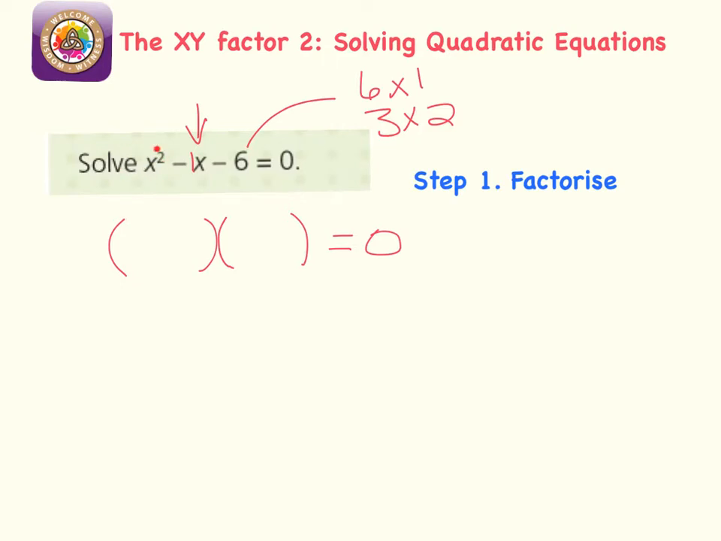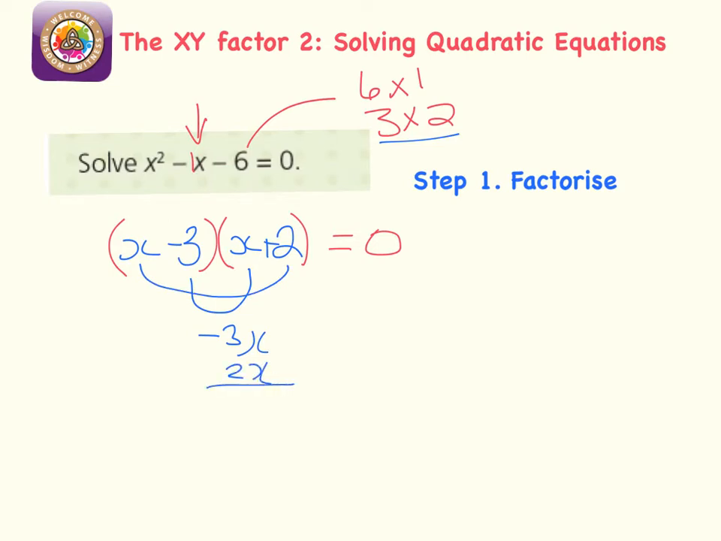I just have a 1x squared, which means I just place an x in the first bracket and an x in the second bracket. I'm going to use the factors of 3 and 2, so I'm going to place a 3 here and a 2 here, and I need minus 1, so I'm going to make this a minus and this a plus, and I'm going to do a quick check. Minus 3 times x gives me minus 3x, and x times plus 2 gives me 2x, and if I add them together I get minus 1x, which is what I wanted up here. So I've done that correctly.